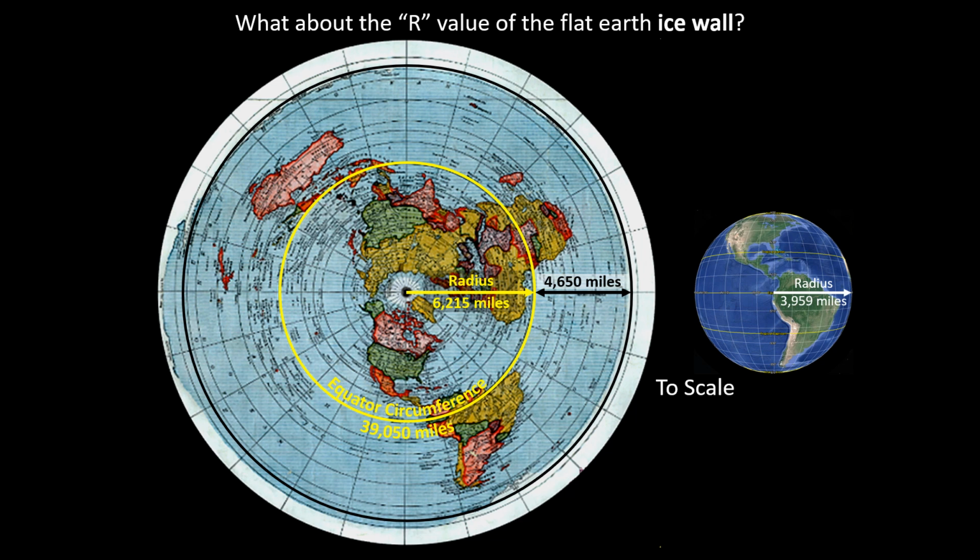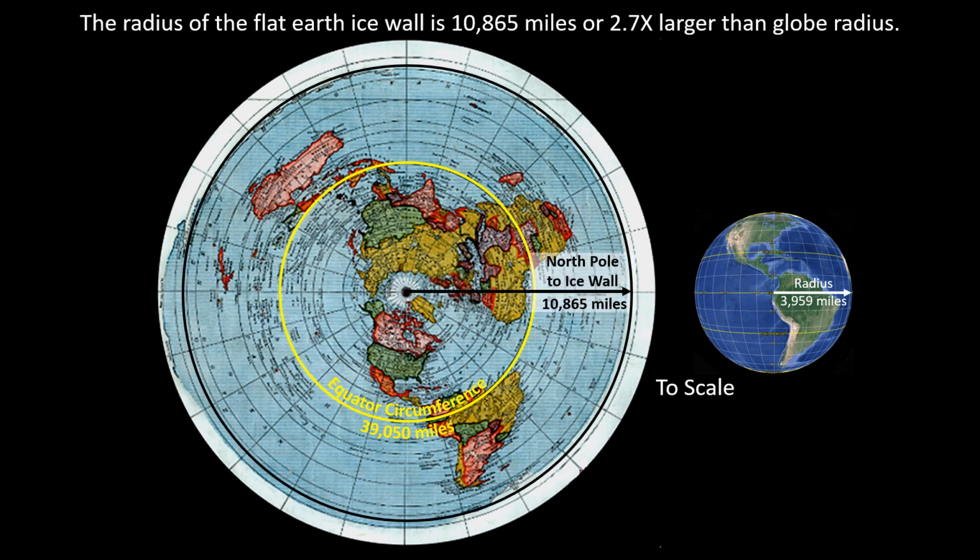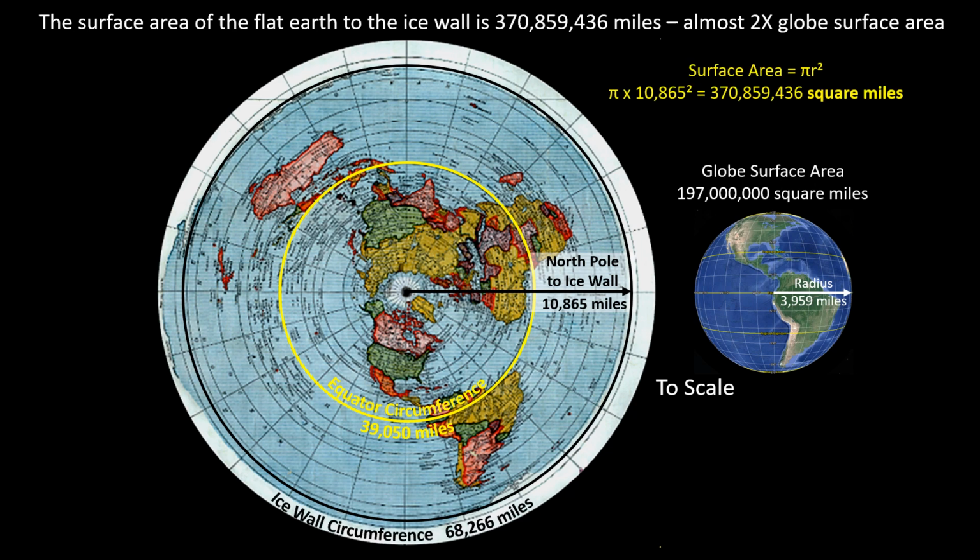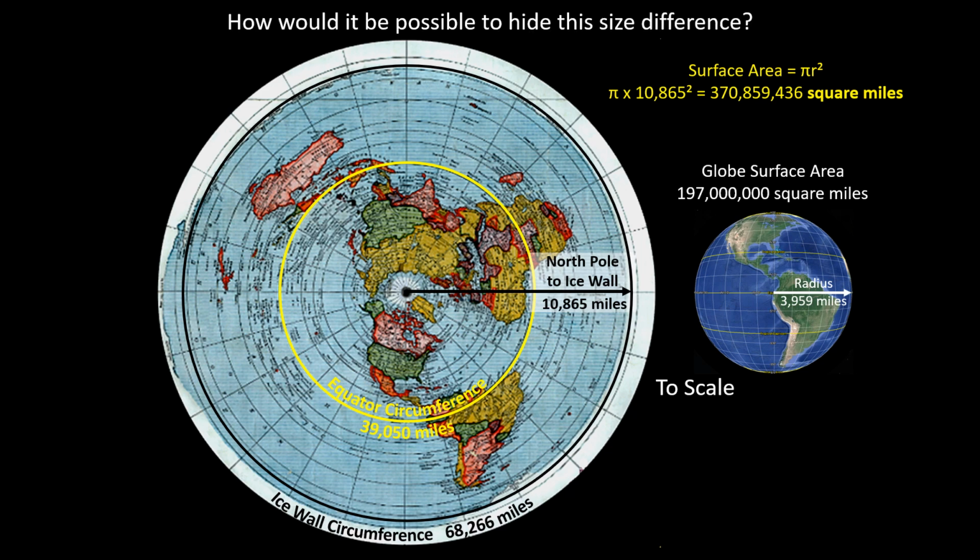And Nathan, what about the R value of the flat Earth ice wall? That would be about another 4,650 miles. Well, that gives us a radius of about 10,865 miles, which is about 2.7 times larger than the globe radius. Now, the surface area of the flat Earth to the ice wall is almost 371 million miles. This is almost twice the globe's surface area of 197 million miles. So, Nathan, I have a question for you. How would it be possible to hide this size difference?